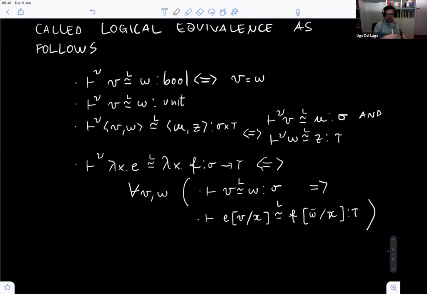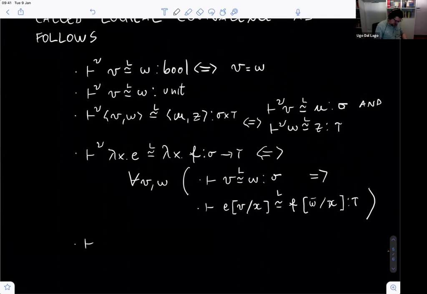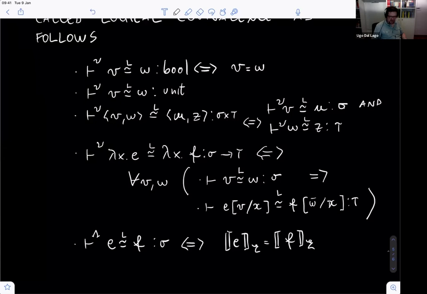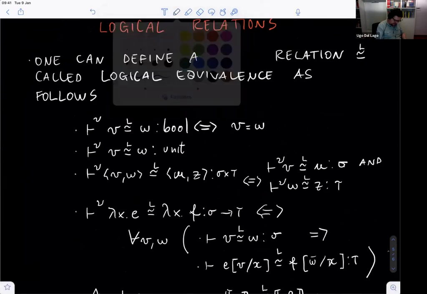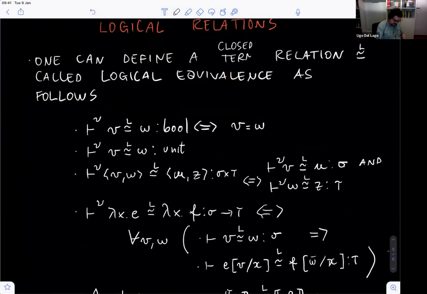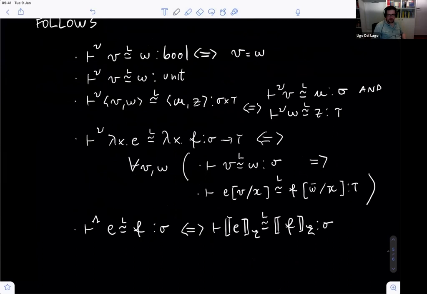Okay, so at the end of the day, I gave all the cases. No, there is one missing, of course, which is the one about computations, and it's solved by referring to the operational semantics. This, by the way, is not really a term relation. It's a closed term relation, because you only compare closed terms. If you want to turn it into an open term relation, there's a canonical way to proceed, which is the substitutive extension, which we talked about.